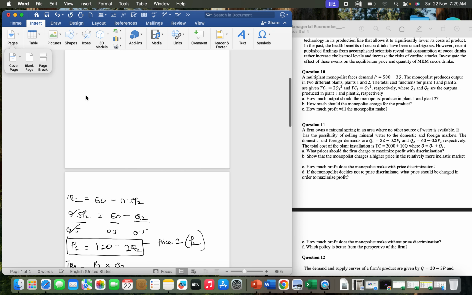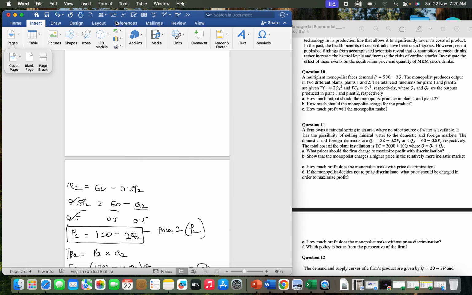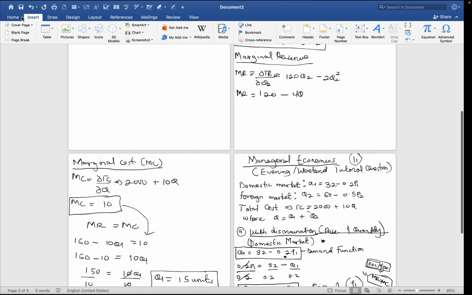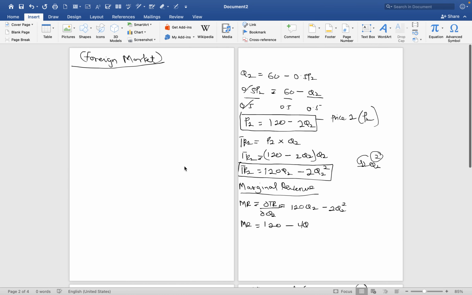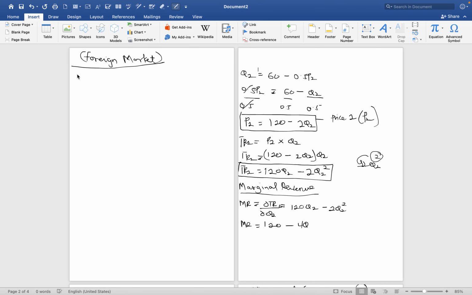So remember we had MR is equal to 120 minus 4Q2. I can now find where marginal revenue is equal to marginal cost. Take note that the marginal cost runs through. When we found the derivative, we had marginal cost to be 10. So the marginal cost runs through.